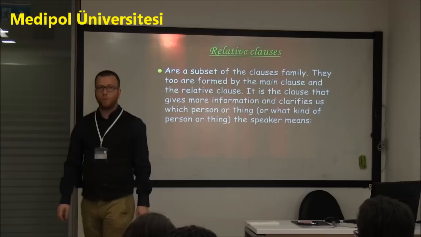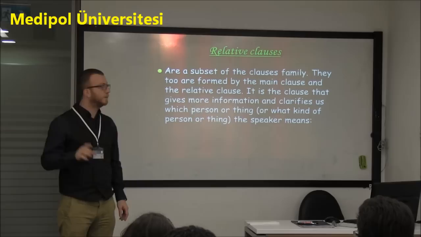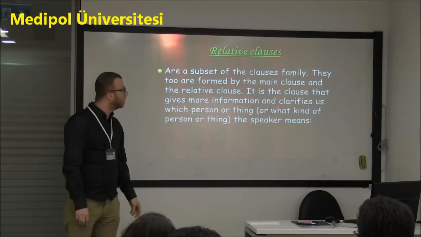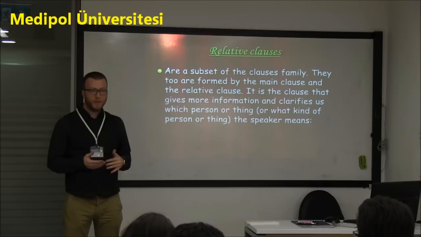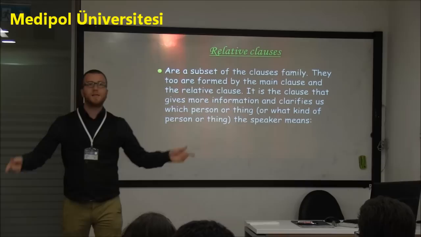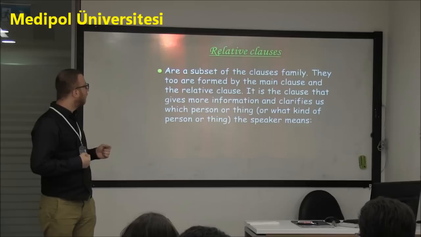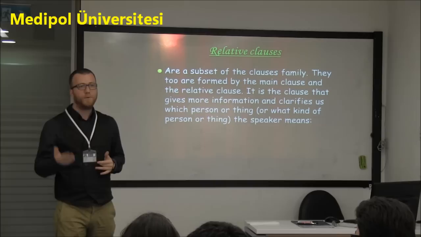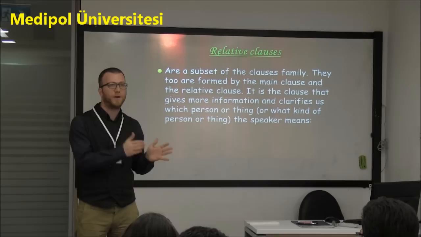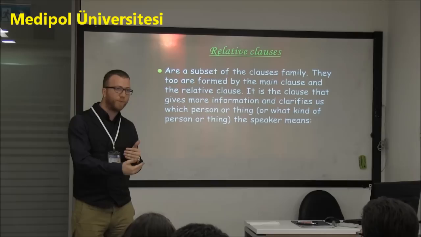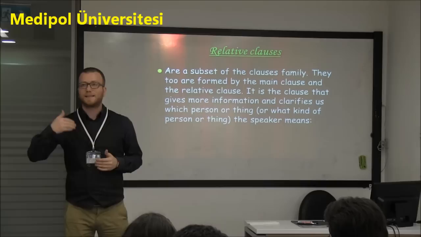So, in terms of a brief explanation of what a relative clause is, relative clauses are a subset of the clauses. The sentence is formed by the main clause and the relative clause. It is the clause that gives more information and clarifies which person or thing, what kind of person or thing the speaker means. So, considering the clauses as a huge family, the relative clause is a subset of this family tree and functions as giving more information and clarification, or in other words, as we are going to learn when we categorize into two groups, non-defining and defining: defining something or giving extra information about a particular thing. Its basic function is like that.